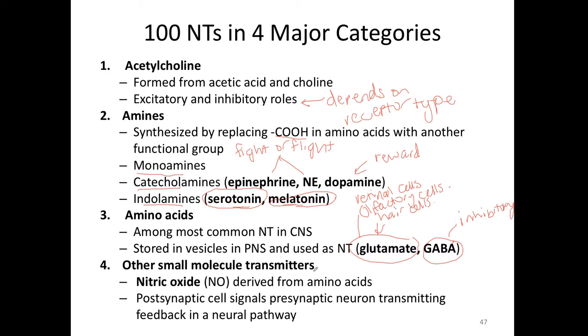Other small molecule transmitters are often derived from amino acids, or are a product of some other kind of metabolism. So nitric oxide, NO, is one. Postsynaptic cells can also signal the presynaptic neuron using small molecules resulting from the metabolism of that postsynaptic cell. So it's a way for postsynaptic cells to feed back on a neural pathway by chemical signals rather than by using an axon or a collateral branch of an axon, which is pretty neat.